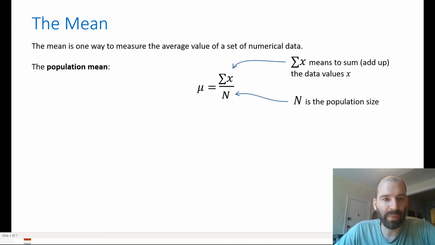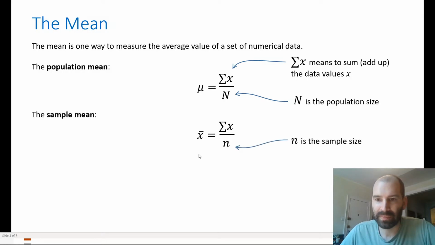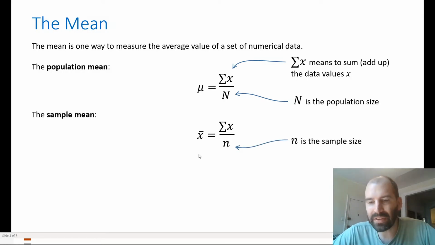We can also talk about the sample mean. The sample mean has exactly the same formula. We add up all the data values and divide by how many there are. But in this case, we're thinking of the data as coming from a sample instead of from the whole population. So it's exactly the same formula. If you know how to do one, you know how to do the other one.